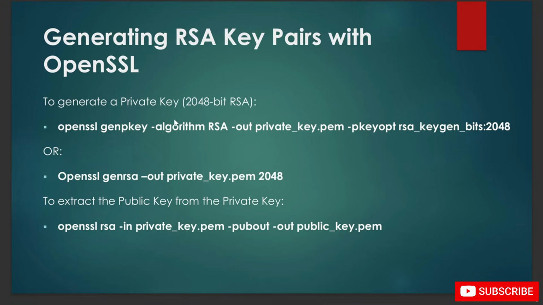Now, to generate a private key which has 2048 bits, we make use of this command here. To also extract the public key from the private key, we make use of this command. When you generate this key, it will contain both the private key and the public key. So for you to extract the public key, which you can share publicly with anyone that wants to send you a secret message, you extract it from this key here.